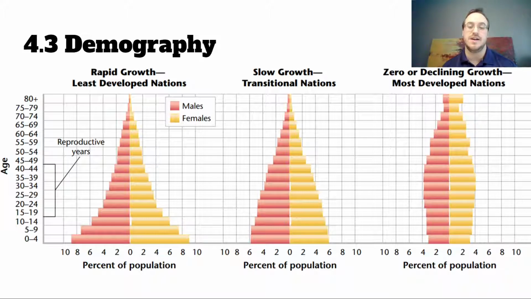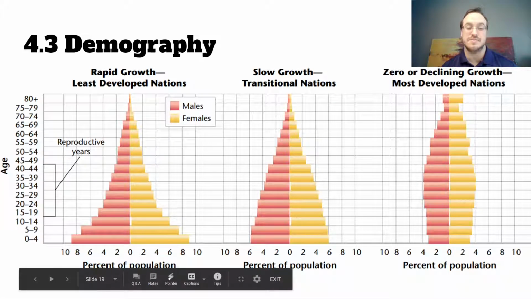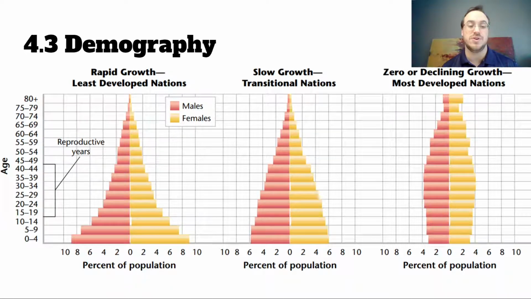And using these, we've got 3 different types of population structures that we'll see. All right. So rapid growth looks like this on the side here. And we've got this conical structure where there's not a whole lot of older individuals, but there's a lot of younger individuals. Those in their reproductive years are far outnumbered by those in the pre-reproductive years. This occurs generally in lesser developed countries because of high mortality rates of younger people and infants.